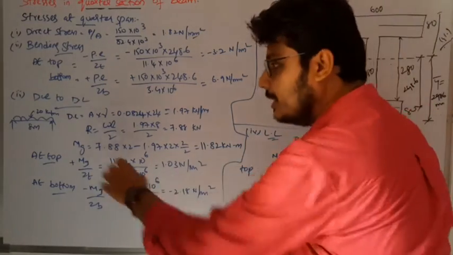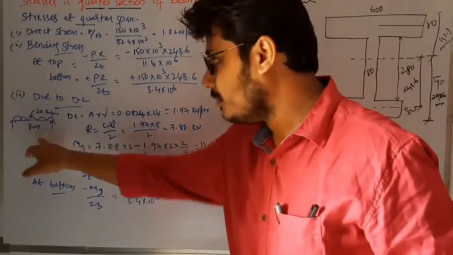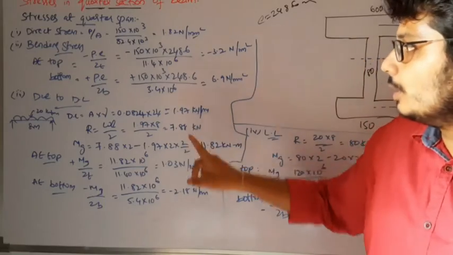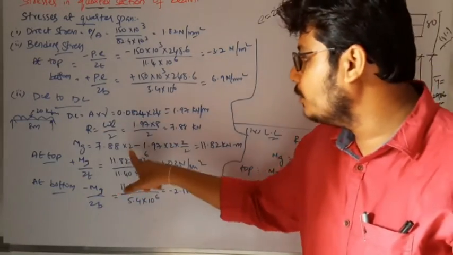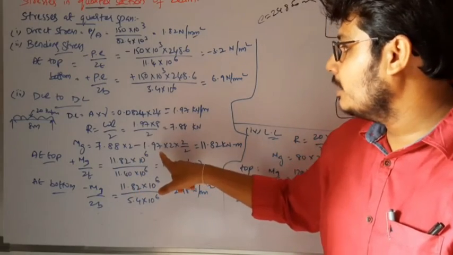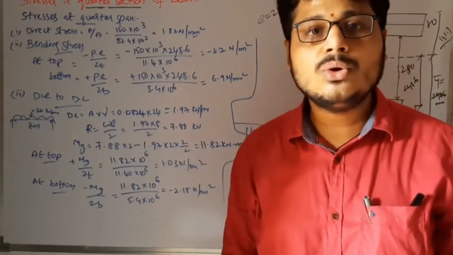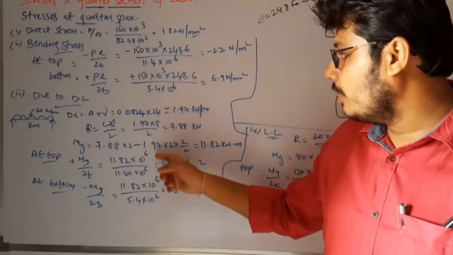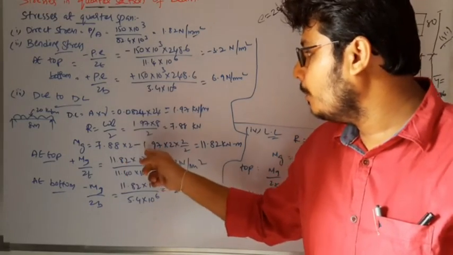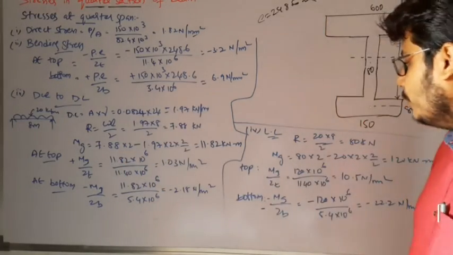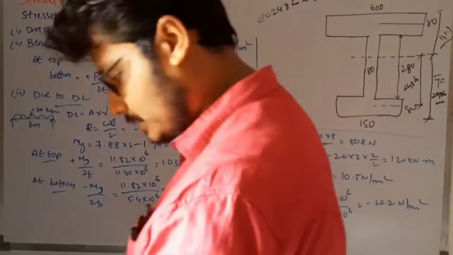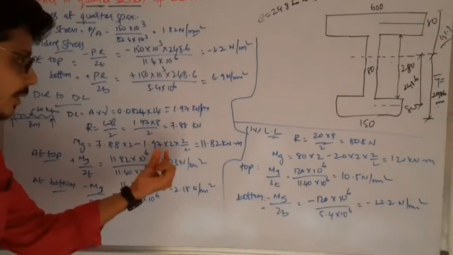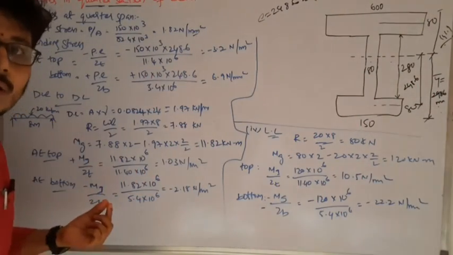So here, moment at some point: we calculate the load into the perpendicular distance. 7.88 into 2 minus 1.97 into 2 into 2 by 2. So 7.88 into 2 minus 1.97 into 2 into 2. Okay. So why have we taken 2?